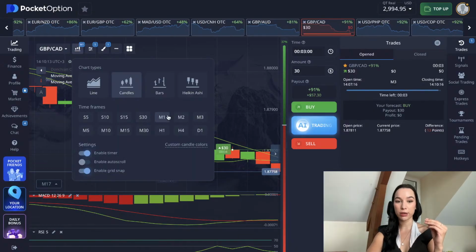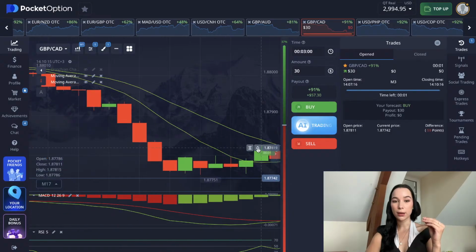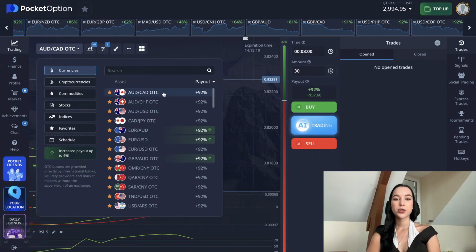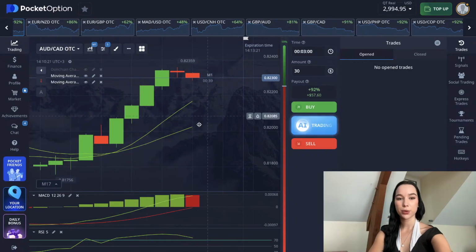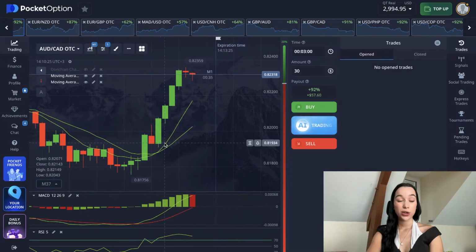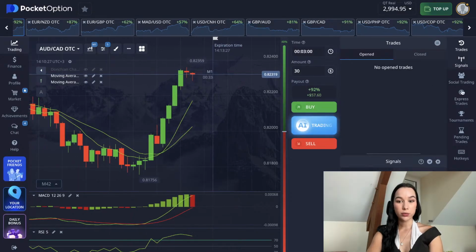Here, for example, we have M1. Yeah, we didn't close the trade, so we can see it reverse in the downward direction. So I think it's better to find some other chart where we can open a trade. Here it could be the start of the reversal.